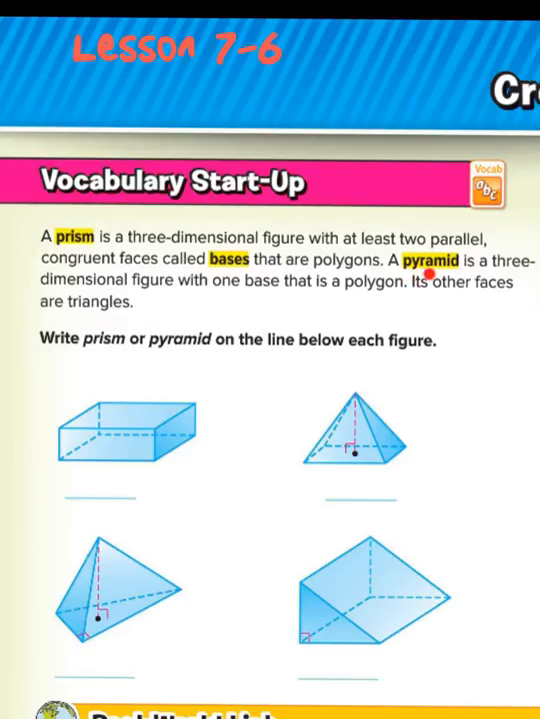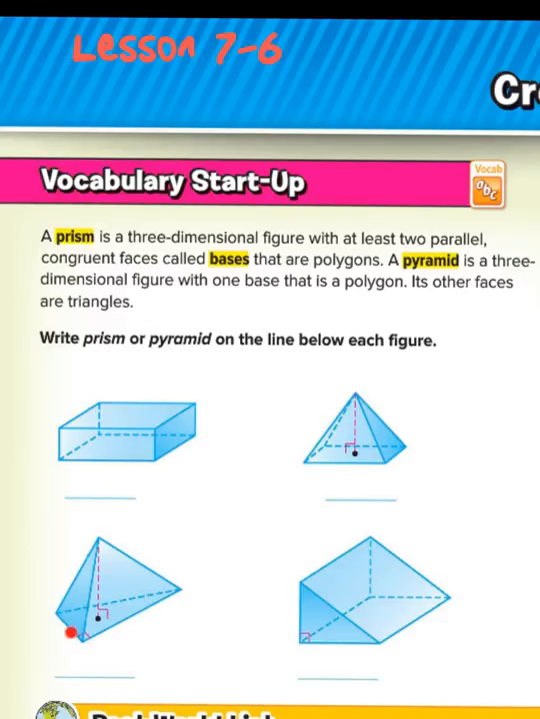So what's a pyramid? A pyramid is also a three-dimensional figure with one base that is a polygon. Only one base. So it doesn't have parallel congruent faces. It only has one. Its other faces are triangles. So look at this right here. You see the base? It's a rectangle, right? And all its other faces are triangles. It doesn't have another face like this one on the very top. So it doesn't have another congruent face or base over here as well.